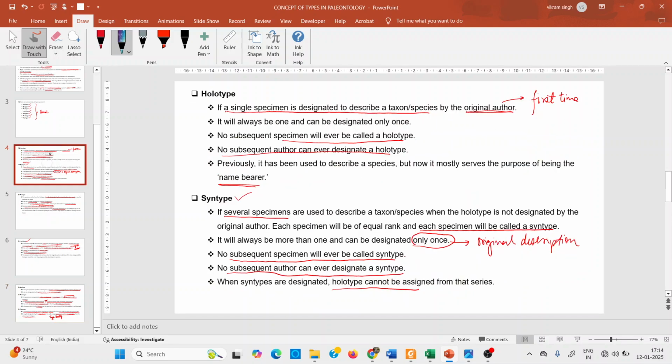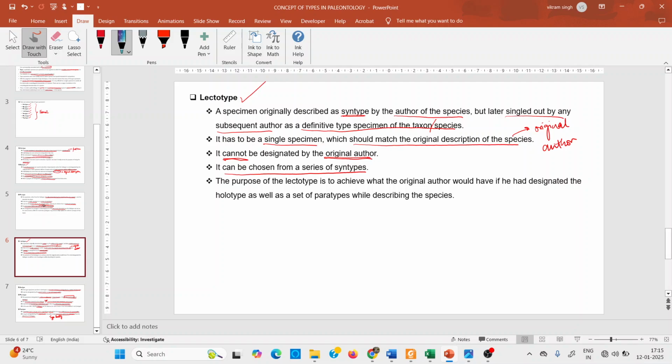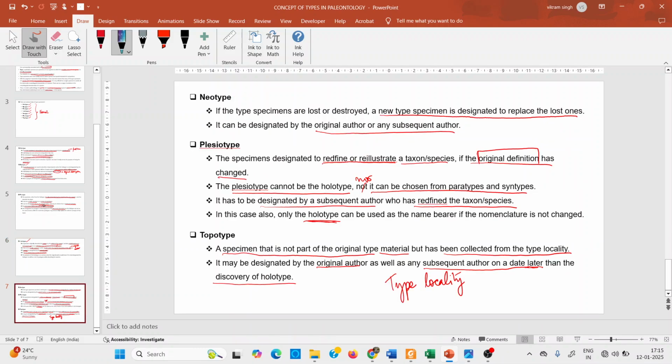So, just to summarize, the holotype, syntype, and paratype cannot be designated by an author other than the original. Okay, then a lectotype cannot be designated by the original author. Lectotype has to be designated by a new author, while the neotype can be given by the original author or a new author. A plesiotype cannot be given by the original author, it has to be done by the subsequent author, while topotype can be given by both the original author or a subsequent author.